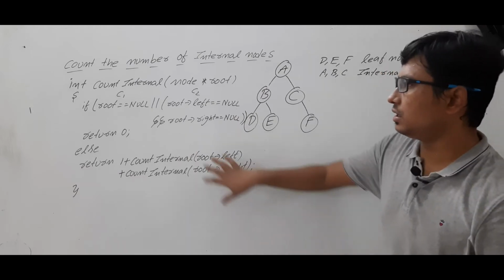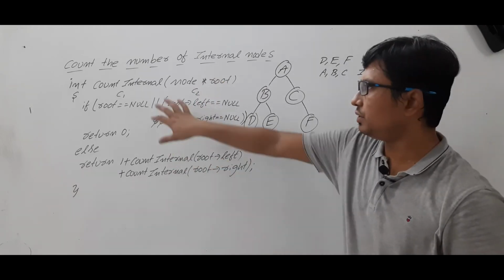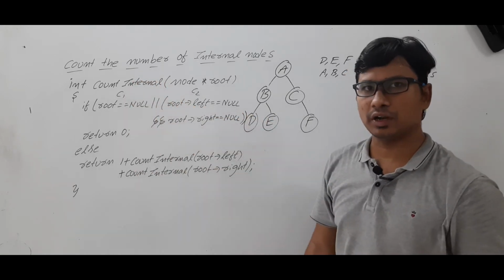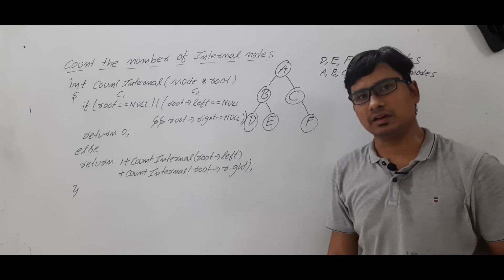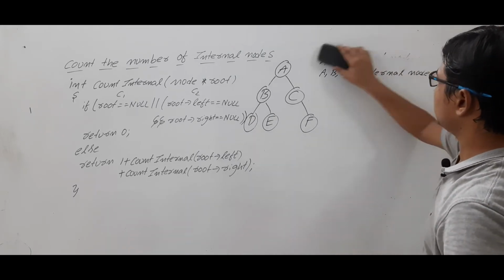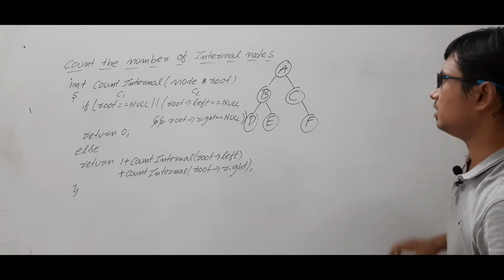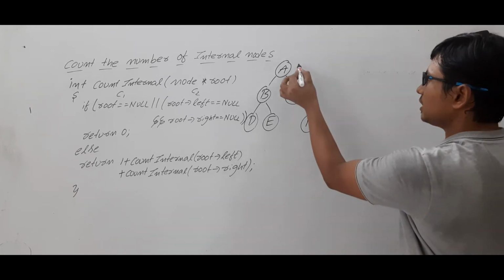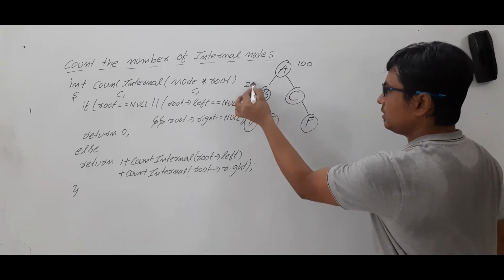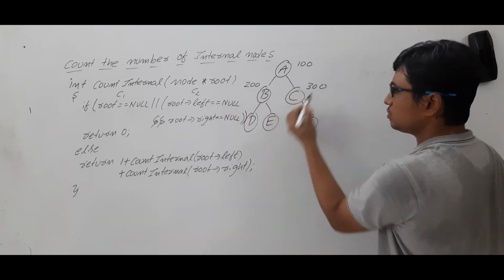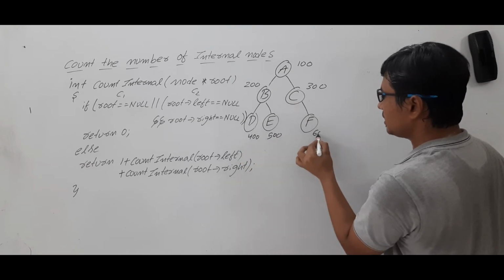Now this is the pseudo code for counting the number of internal nodes. Now let me trace this program with this binary tree and we will see whether we are getting the correct answer or wrong. We should get the answer as 3, but let's see whether we are getting it or not. To make you understand, let me take the address here as 100, 200, 300, because each node will have an address. This is 400, this is 500, and this is 600.